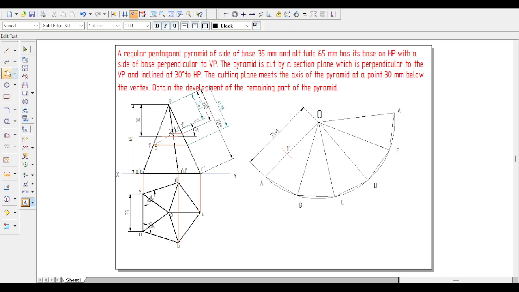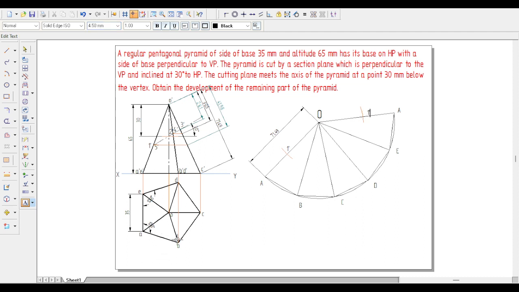The same radius we have to use, and once again 1 dash we need to reproduce over the slant edge OA or O dash A dash, O dash A dash we can say. The radius is 41.98. Cut this one. Once again the name is same, 1 dash.